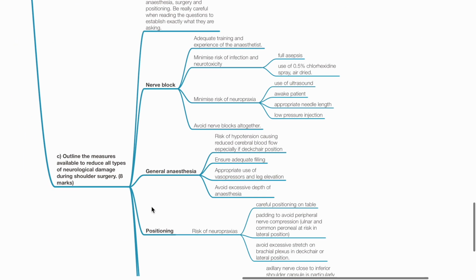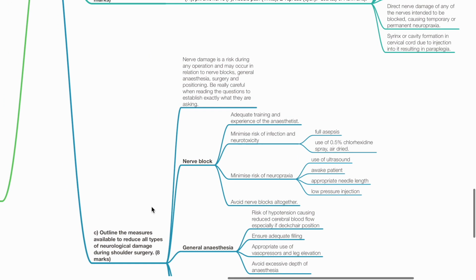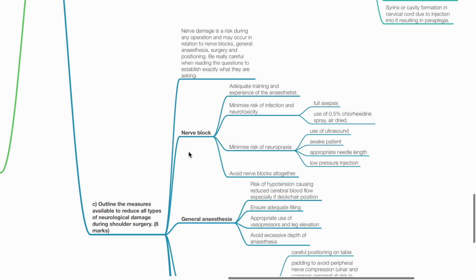C. Outline the measures available to reduce all types of neurological damage during shoulder surgery. Nerve damage is a risk during any operation and may occur in relation to nerve blocks, GA, surgery and positioning. Nerve block: adequate training and experience of the anesthetist. Minimize risk of infection and neurotoxicity using full asepsis and 0.5% chlorhexidine spray, air-dried.